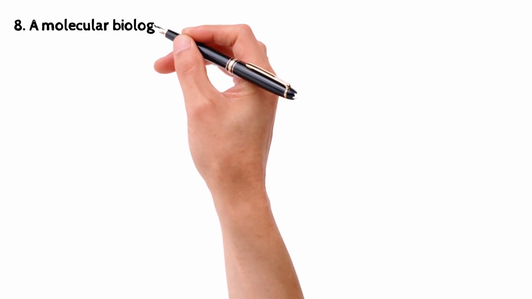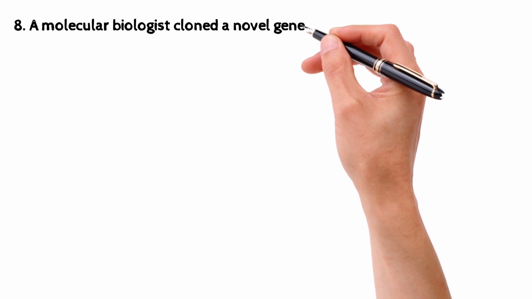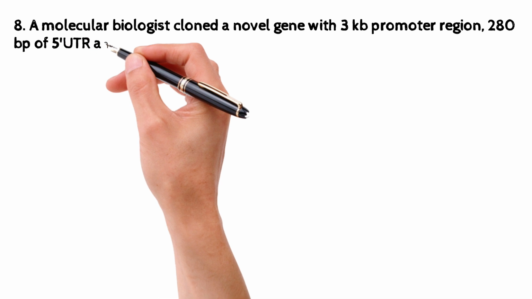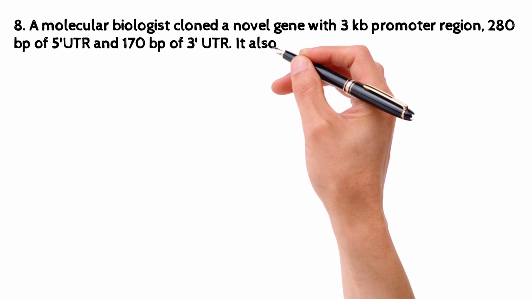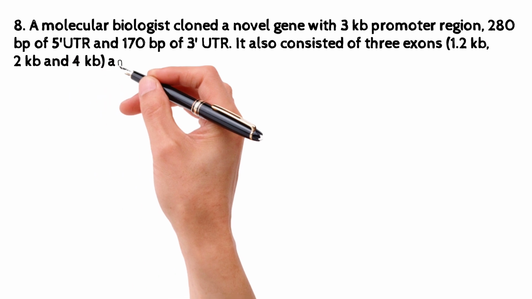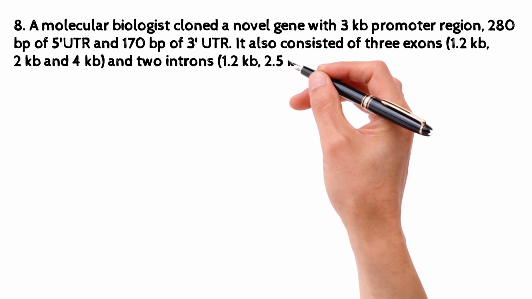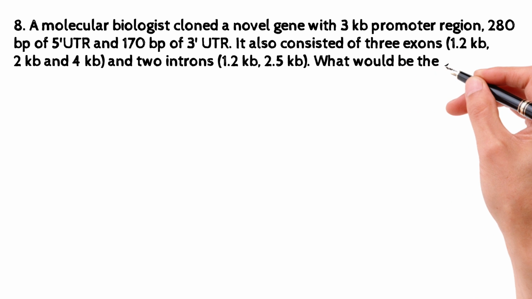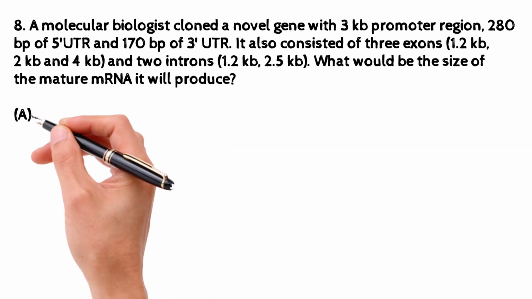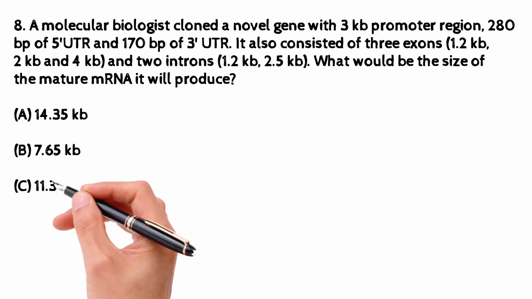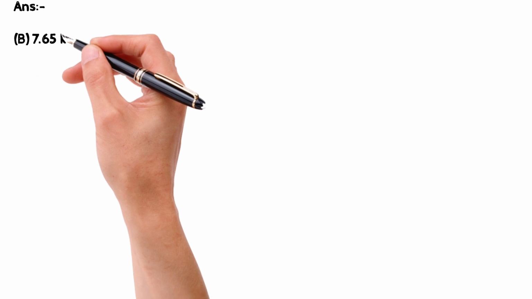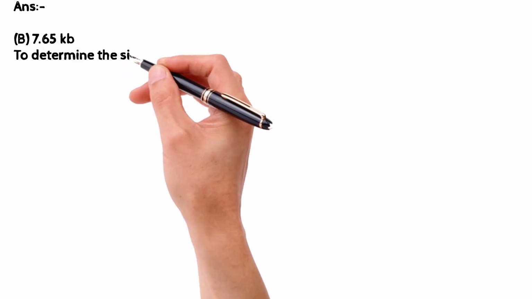The question is 8. A molecular biologist cloned a novel gene with a 3 kilobase promoter region, 280 bp of 5' UTR and 170 bp of 3' UTR. It also consisted of 3 exons, 1.2 kilobases, 2 kilobases and 4 kilobases, and 2 introns, 1.2 kilobases and 2.5 kilobases. What would be the size of the mature mRNA it will produce? A. 14.35 kilobases. B. 7.65 kilobases. C. 11.35 kilobases. D. 7.2 kilobases. The correct answer is B.